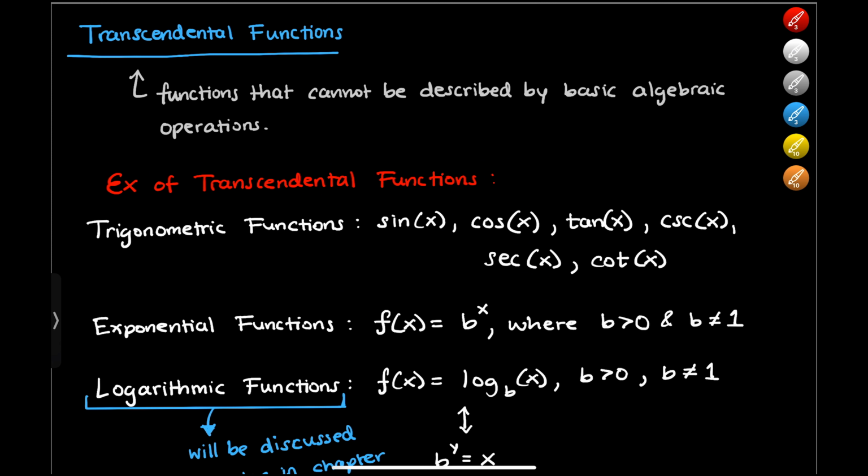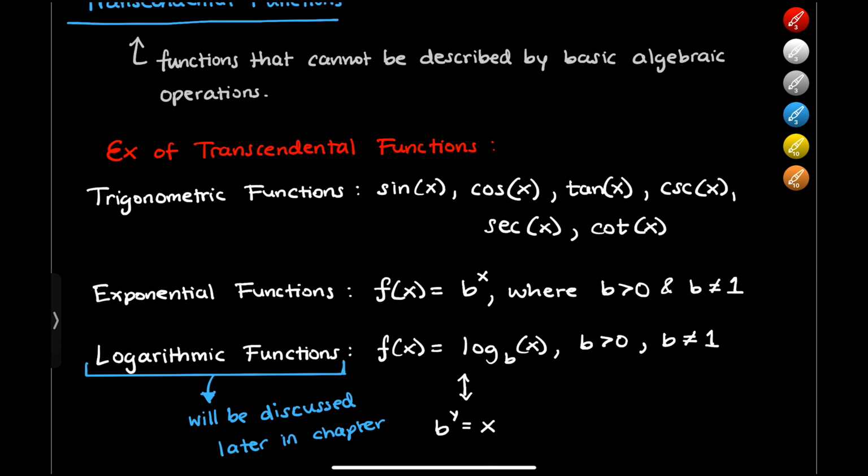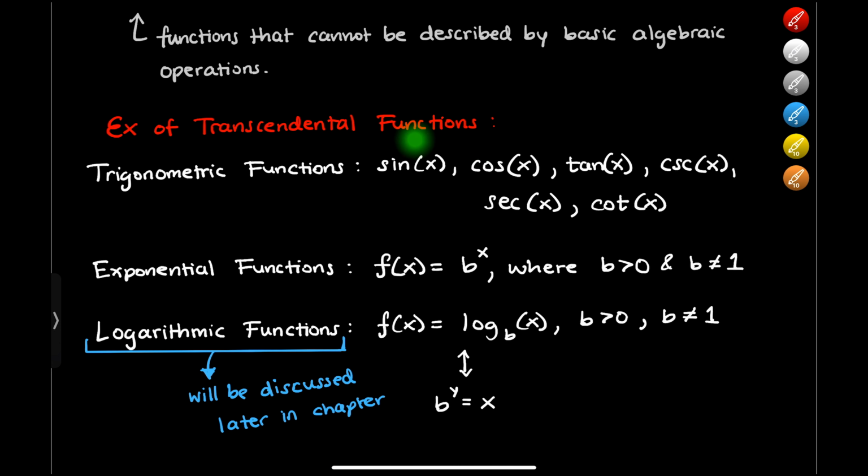Now let's take a look at transcendental functions. Transcendental functions are functions that cannot be described by basic algebraic operations. Examples of transcendental functions are trigonometric functions, exponential functions, and logarithmic functions. These are some examples of trig functions. Exponential functions are in the form f of x is equal to b to the power of x, where b is greater than 0 and not equal to 1.